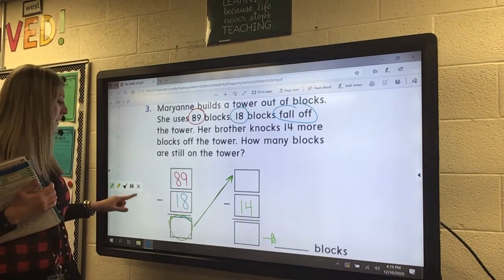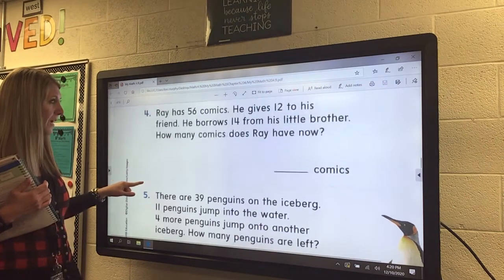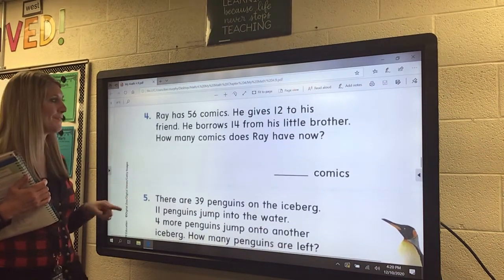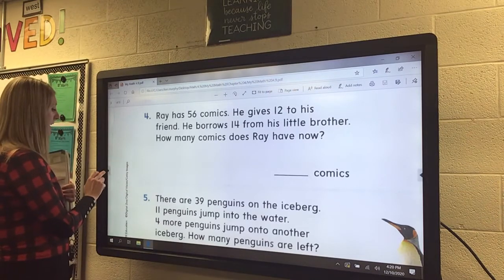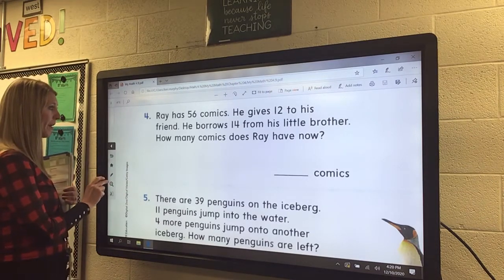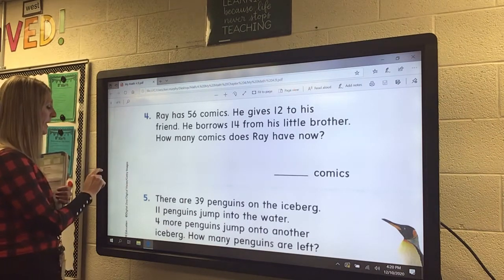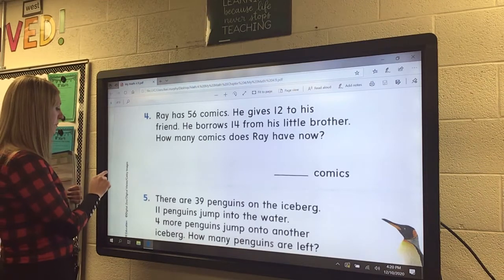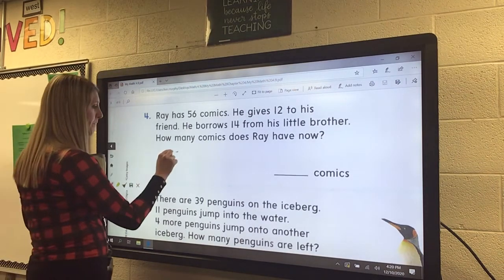Okay, I'm gonna go on to the next one and help you get started on this one also. Okay, number 4 says Ray has 56 comics. He gives 12 to his friend. He borrows 14 from his little brother. How many comics does Ray have now? So he's starting with 56 comics. So Mrs. Murphy's gonna write 56 to start with. This is the first step.